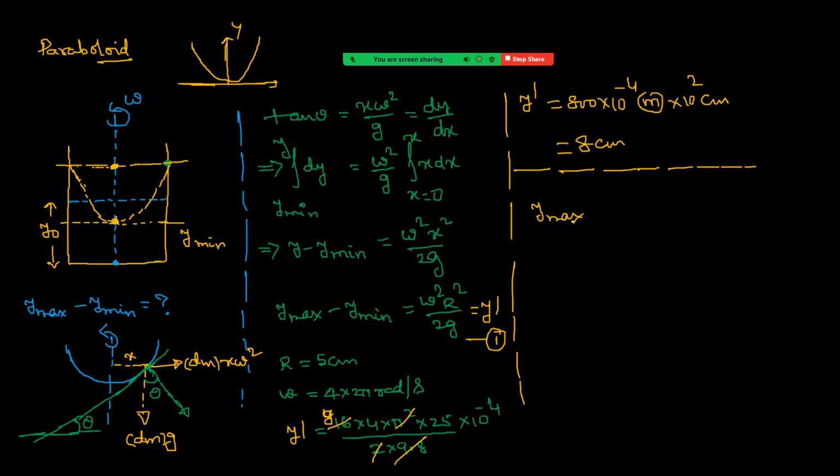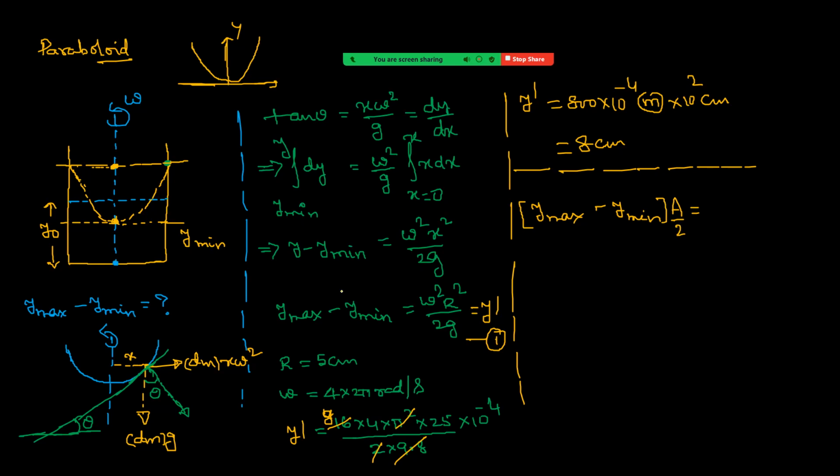Y maximum minus y minimum into the cross section area. That is the volume of the cylinder. If you imagine now a cylinder here between these two lines, its volume will be equal to this height, y maximum minus y minimum, into A. Now what we are saying is the volume of this paraboloid is equal to half of this volume.